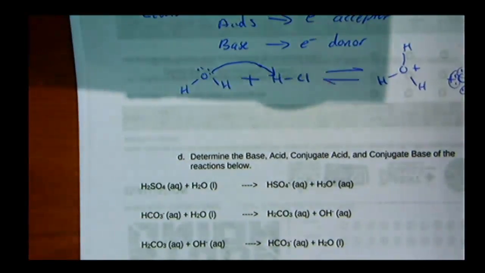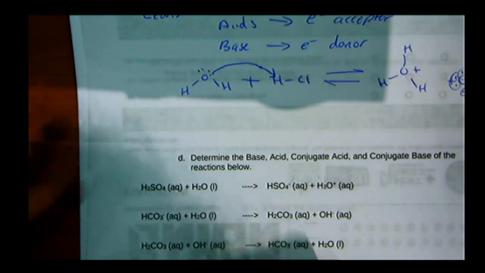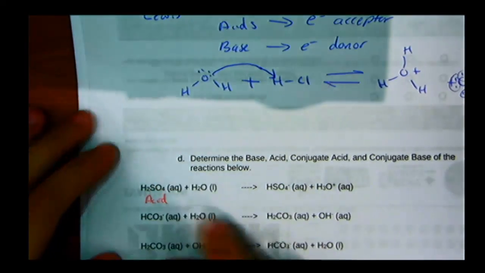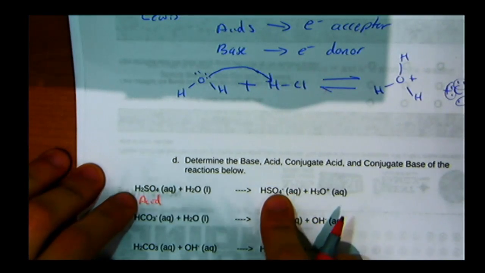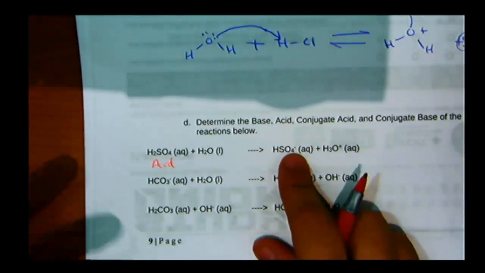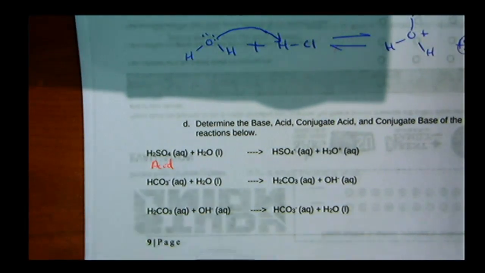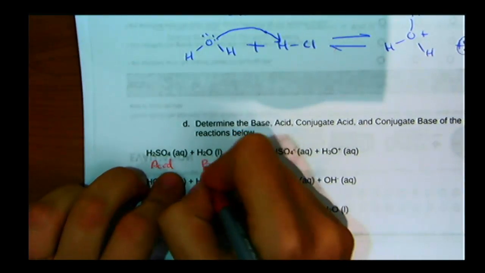It's also accepting what? It's accepting electrons. And from Lewis, what do we know? Acids accept electrons. And so if this is our acid, then this must be our base. And so then it's really easy because all you have to do is, if this is an acid over here, then our sulfuric acid is now our conjugate base. It's always the opposite. And then here, our base now becomes our conjugate acid. Easy peasy.